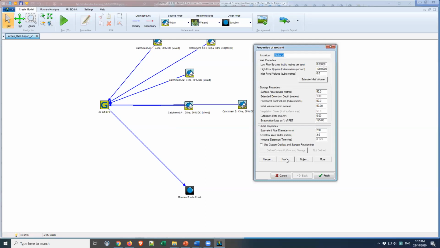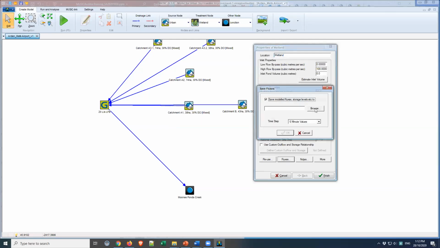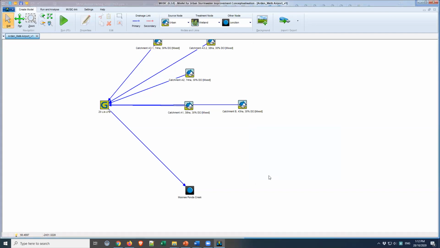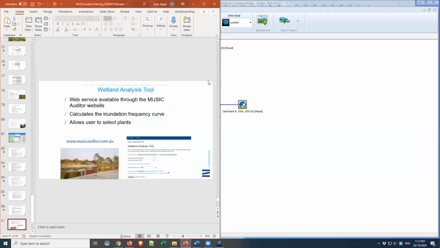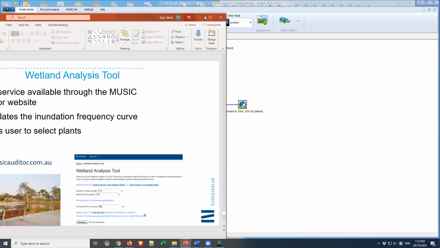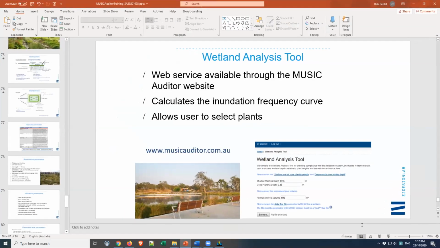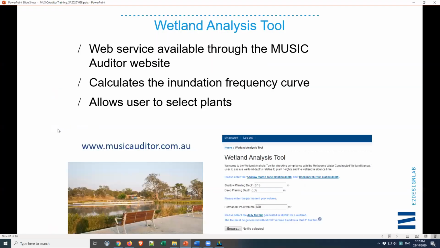If you turn on the fluxes and then tell it to export a flux file, you can actually upload that to the Music auditor. Oh, I've killed my full screen. That was silly. Okay. Let's get that back. You can upload that file to the Wetland Analysis tool, which comes with the Music auditor.